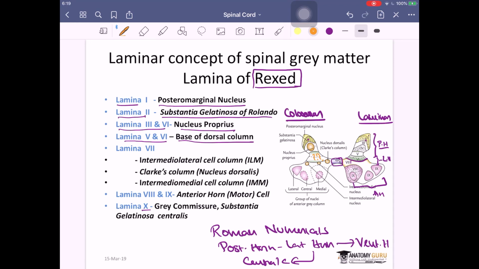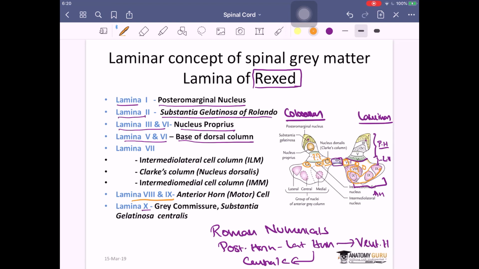Lamina 7 is quite wide, so the entire area is lamina 7. In lamina 7 there is the medial part, the intermediate-medial part and the intermediate-lateral part. In the medial part you have Clark's column. Then there is the intermediate-medial and then the intermediate-lateral. So these are the three. The intermediate-medial and intermediate-lateral are for your autonomic function, and Clark's column is at the base of your posterior horn. In addition to this, your lamina 8 and 9.